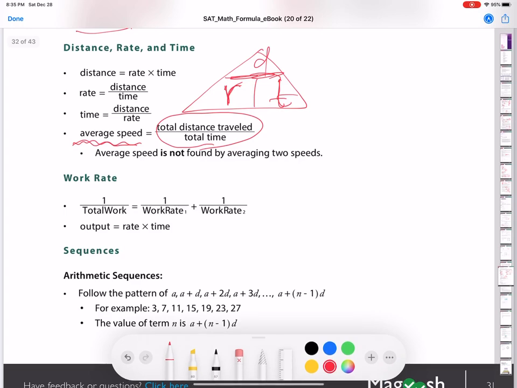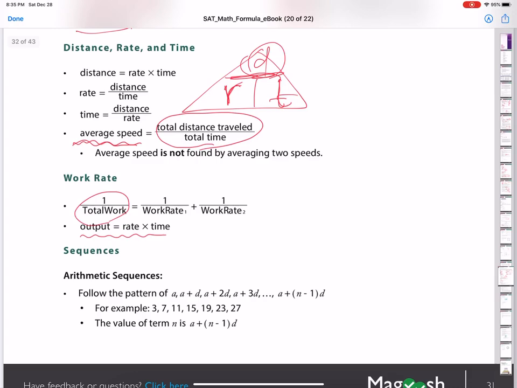Work problem. 1 over total work is 1 over work rate 1 plus 1 over work rate 2. Output is always rate times time. The distance is kind of the output in that distance problem, the same thing. Not only distance, it's the output, how much product is made. The machine can make only 5 goods in 1 hour, something like that. Rate times time is output, definitely.